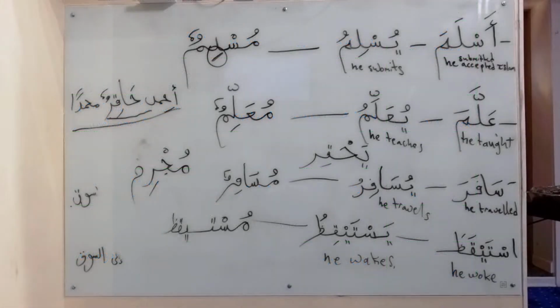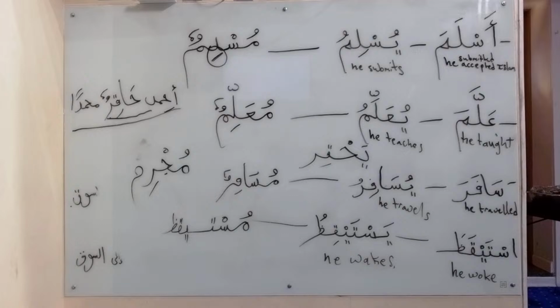Now, you see on the board, the present tense of aslama is yuslimu, right? Yuslimu. So now, by knowing that the present tense of aslama is yuslimu, you know that in all of these present tense verbs, the first letter has to have a dhamma. The first vowel has to have a dhamma. It's not going to change.